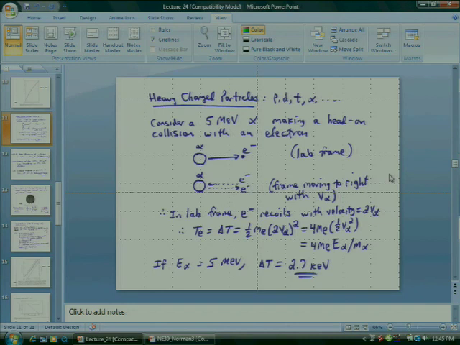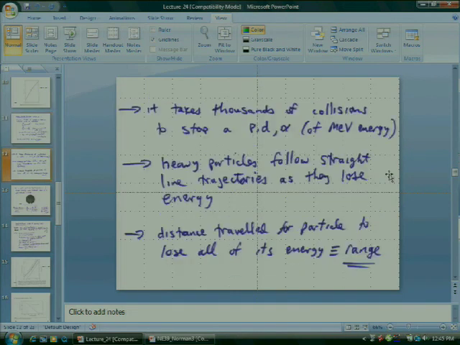So if I have a 5 MeV alpha particle coming in, the kinetic energy that the electron acquires is 2.7 keV. Okay? A very tiny amount of energy gets transferred in the single collision of an alpha particle with an electron. And that's just because the mass of the alpha is so large, it really can't transfer very much energy to such a light object. Okay? But that's a typical kind of energy loss for an alpha particle in a material. And what that means is if I'm going to stop this alpha particle and bring it to rest, it takes thousands of collisions for this to happen.